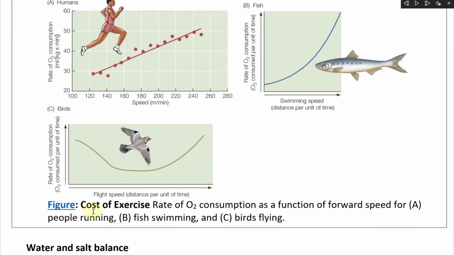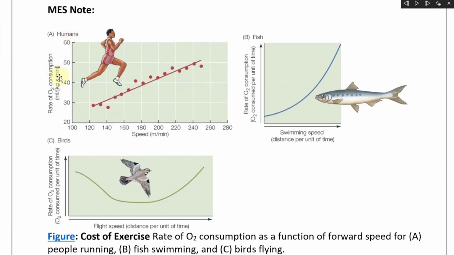This figure is from MacmillanHigherEd.com: cost of exercise. Rate of O2 consumption as a function of forward speed for A, people running, B, fish swimming, and C, birds flying. So this shows how much O2 is being consumed, how much oxygen or energy, etc.